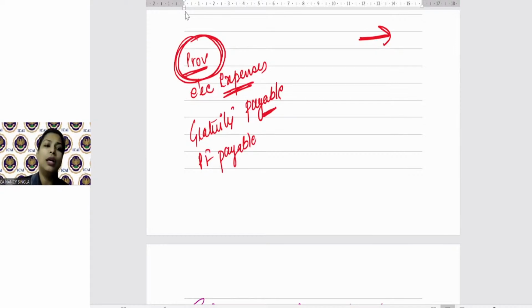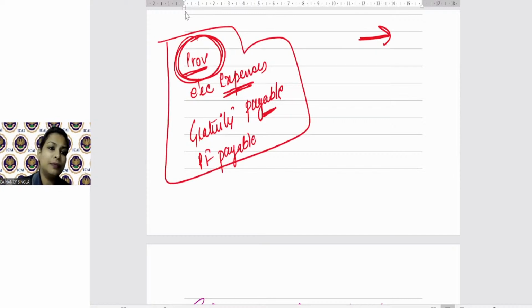अब मुझे बताओ, अगर आपको प्रोविजन देखना है कि gratuity payable, whether the provision with respect to this gratuity amount, whether it is correct or not, whether the provision for taxation is correct or not, what all documents come to your mind? Ab kya documents come to your mind? What all documents will you ask the management to provide to you?